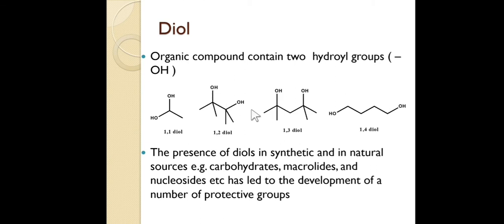So these two OH groups are separated by two carbons, therefore this is called a 1,2 diol. These two OH groups are separated by three carbons, that is 1, 2 and 3. So this is called a 1,3 diol, so on, 1,4, 1,5 and so on. As you know, these diols are present in sugars and many natural and synthetic compounds such as carbohydrates, macrolides, nucleosides. So there is immense importance of this type of functional group, and a number of protective groups have been developed for the protection of diols.